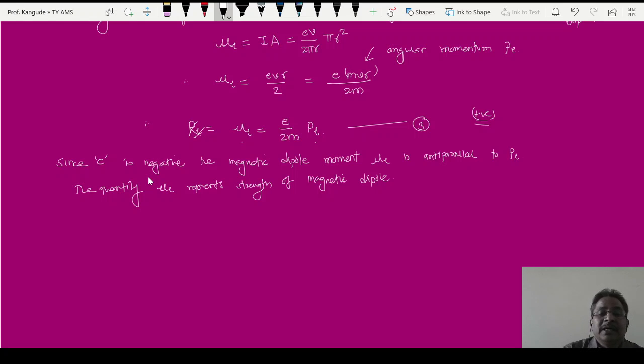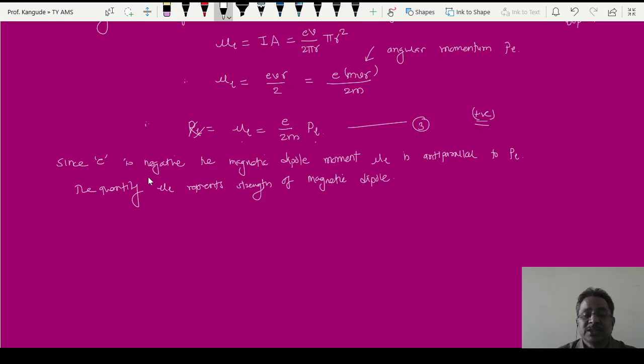Now remember, E and M are constant. As the electron moves with higher and higher velocity, its PL will be bigger and bigger, and therefore mu L will also be bigger and bigger. If it is moving slowly, mu L will be smaller. If it is moving very fast, then this mu L will be bigger. So the magnetic field produced by an electron rotating in a circular orbit is directly proportional to its velocity. Depending on how high the velocity is, its magnetic moment, or magnetic field strength, will be more and more.